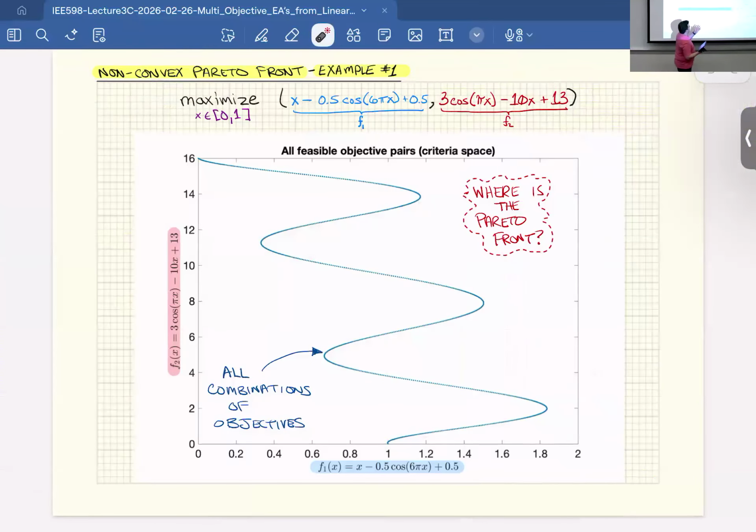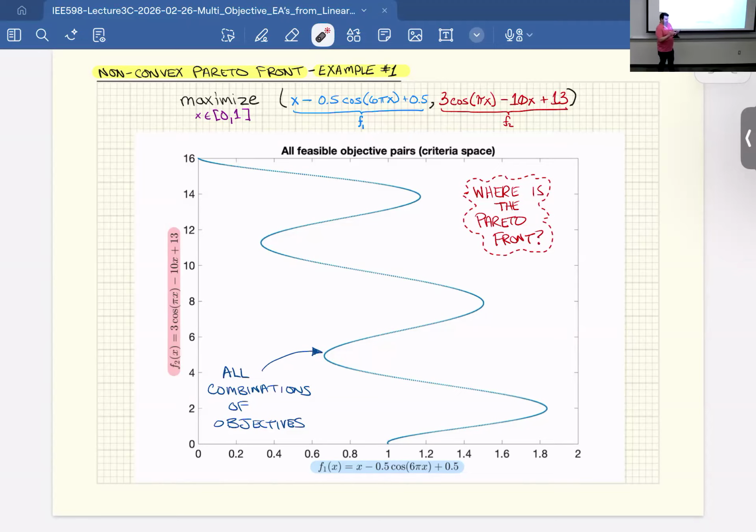This is an example of a set of combinations where the Pareto front will be non-convex. Here we've got one objective that happens to have some oscillations, but it's kind of going up a hill. And this is another one that has oscillations that are also going up the hill. When you combine them, all the blue points are all of the possible combinations of these two objectives. And if you were to try to think, what are the non-dominated solutions here? We'll get to that.